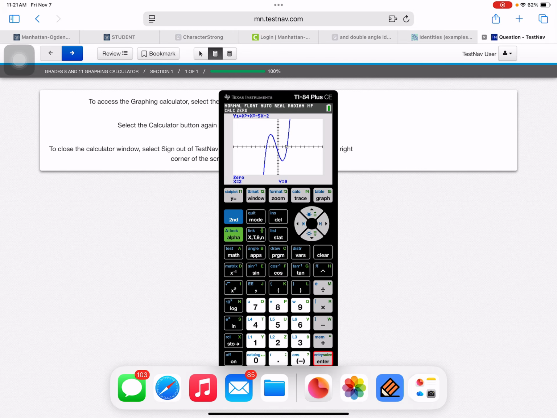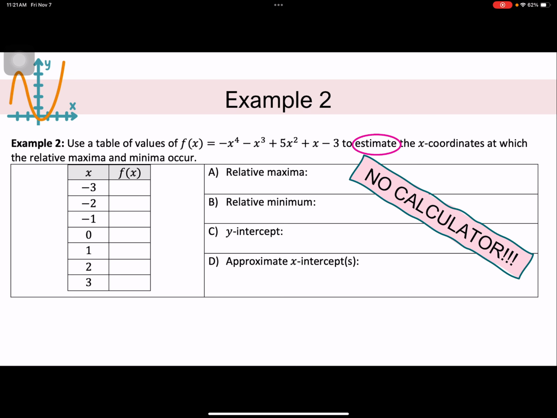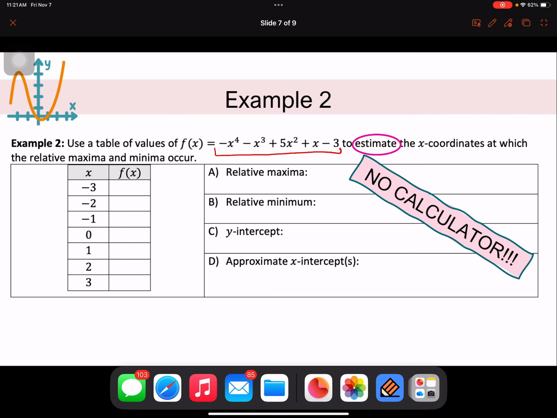But now we just did that part. Now we're going to look at this table here. No calculator when finding A, B, C, and D. We're going to estimate the x coordinate, but we need to finish filling out the table. So if you want to enter that equation in the calculator and then go over to the table, we're not dealing with the graph.